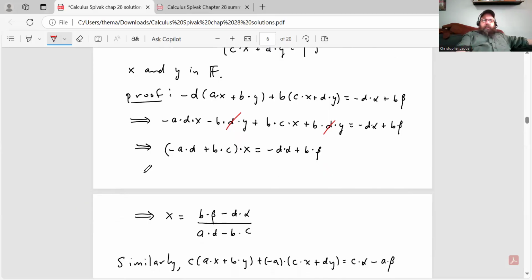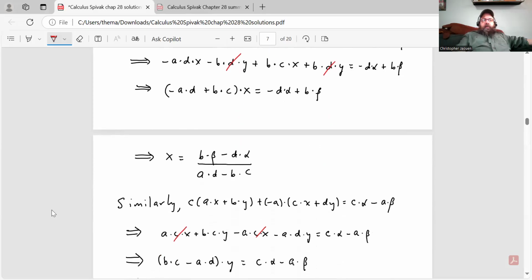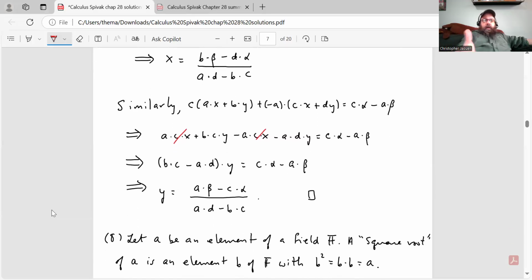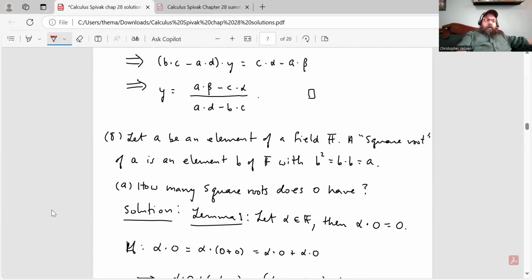So when we do that, we end up with X equaling this number here, B times beta minus D times alpha over AD minus BC. We are guaranteed that that's a number because AD minus BC is not 0, right? And then you do a similar thing to solve for Y, and you get a number again because AD minus BC is not 0.